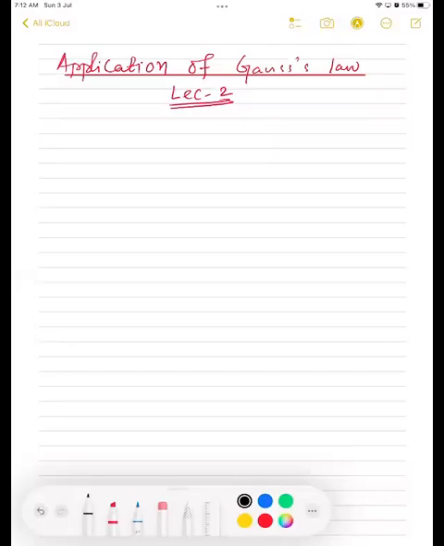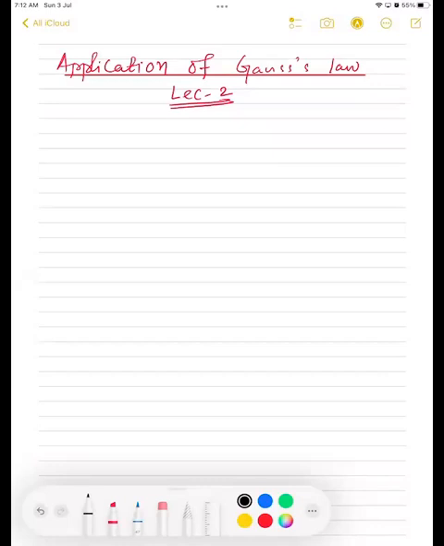Last class we learnt that the electric field inside a metal plate is zero, and what is the electric field on the surface of a metal sheet, a uniformly charged plane sheet? What is the electric field? Sigma by 2 epsilon naught. Do you remember or not, friends?